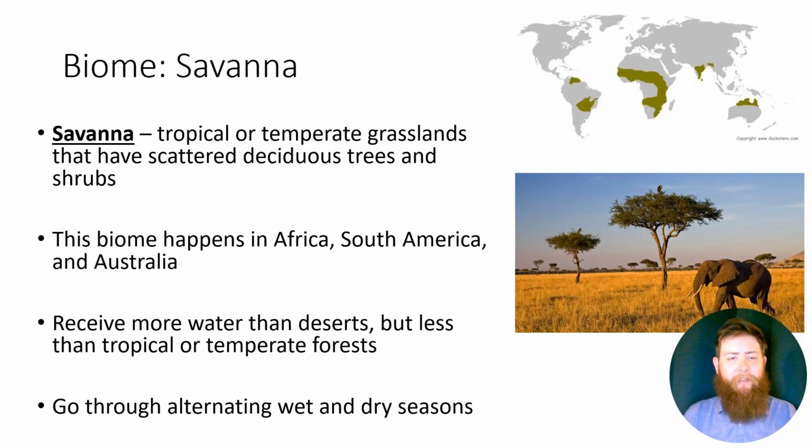Our next biome is the savanna. These are tropical or temperate grasslands that have scattered deciduous trees and shrubs. You can kind of see they're more in the southern hemisphere here. But you get them in Africa, South America, Australia, and bits of Asia. They receive more water than deserts, but less water than either of the tropical or temperate forests. And because of this, they go through an alternating wet and dry season.